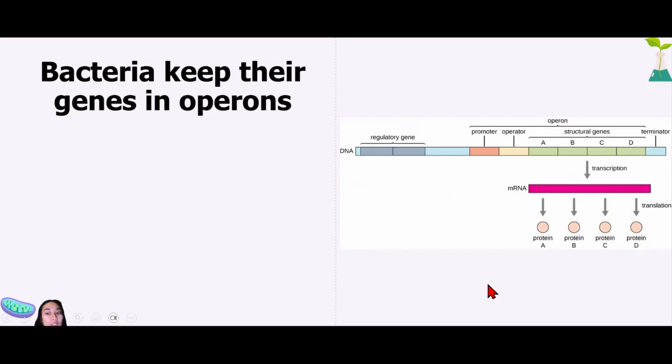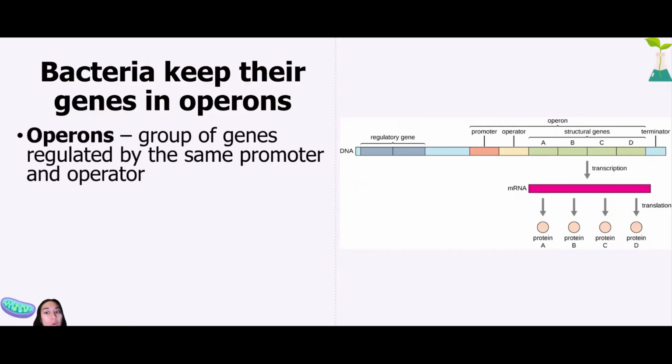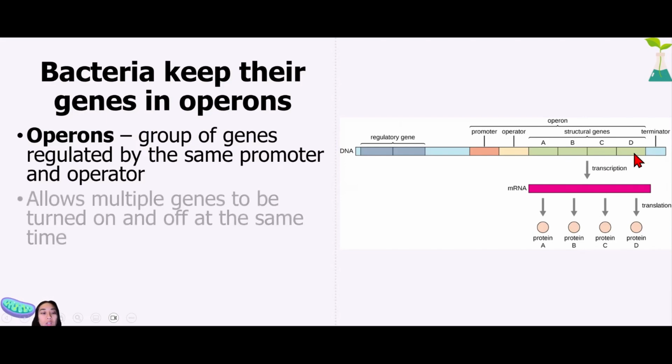And with bacteria, they're much more efficient at doing this because they keep their genes in something called an operon. So operons are groups of genes that are regulated by the same promoter. And so here you can see there's gene A, B, C, D, and they are all regulated by the same promoter. So basically, they all have the same on-off switch. And so if A is on, then B and C and D are also all on at the same time.